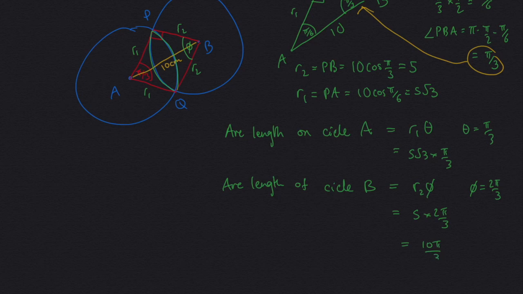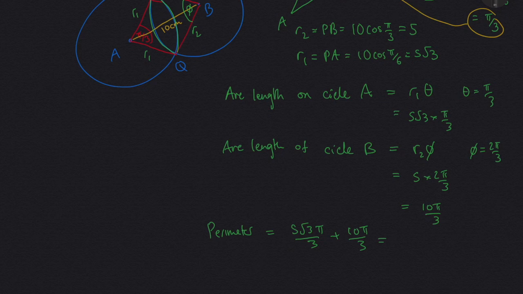So the total perimeter that we're after is just the sum of these two, which is 5 root 3 pi over 3 plus 10 pi over 3. And if we take a common factor of 5 pi over 3, this is 5 pi over 3, open brackets, root 3 plus 2, which is an exact value, but if we put that into a calculator, that is approximately 19.54 centimetres to 2 decimal places.